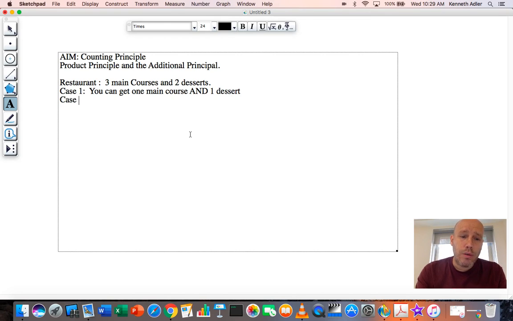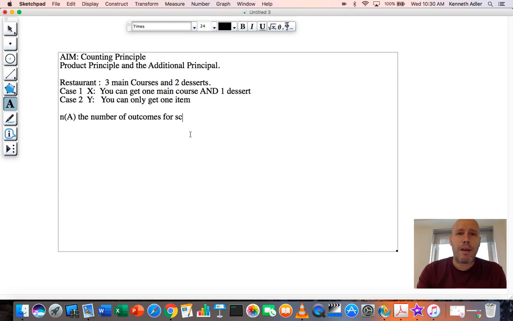Case 1, let's call this X. In case 2, let's call it Y, it's a little different. You can only get 1 item. So these are the scenarios. So a little notation: N of A would be the number of outcomes for scenario A.